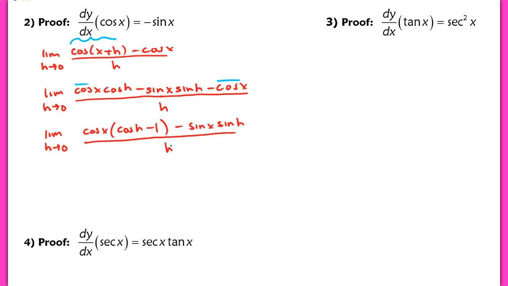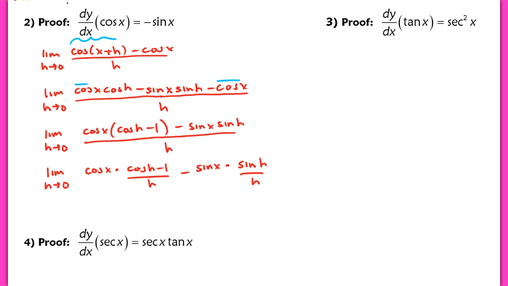And then once again, we're going to try to rearrange this a little bit more conveniently so that we can evaluate the limit. We have the limit as h approaches 0 of the cosine of x times the cosine of h minus 1 over h, and then minus the sine of x multiplied by the sine of h over h.